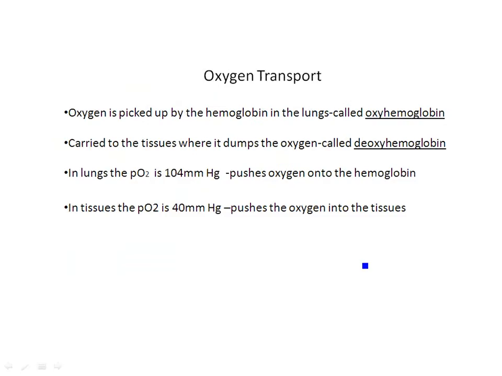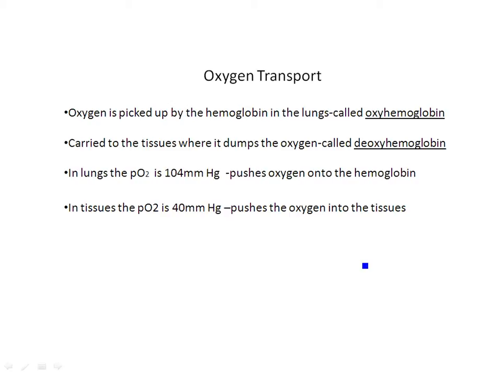As I said before, it's picked up in the lungs, and when oxygen jumps onto that heme molecule, specifically at that iron molecule, we call it oxyhemoglobin. And oxyhemoglobin is going to have a bright red color. So when you cut yourself and you bleed and you see that bright red blood coming out, that's oxyhemoglobin. It's saturated with oxygen. Then once you carry that blood to the tissues and you dump that oxygen, you're going to call the hemoglobin deoxyhemoglobin, or hemoglobin without oxygen. So you dump that off, and that gives the hemoglobin more of a dark red color.